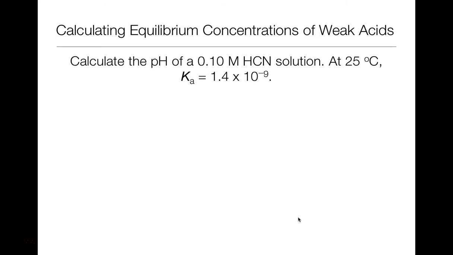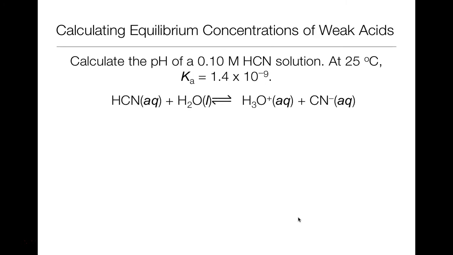So let's do another problem. Calculate the pH of a 0.1 molar solution of hydrogen cyanide at 25 degrees Celsius. It gave us the Ka at this point. So now we're doing it a little bit differently. In a sense, maybe not exactly working backwards, but we do need to get the pH from the Ka. In the last example, we were given the pH and solved for Ka. So we're going to do a similar approach.